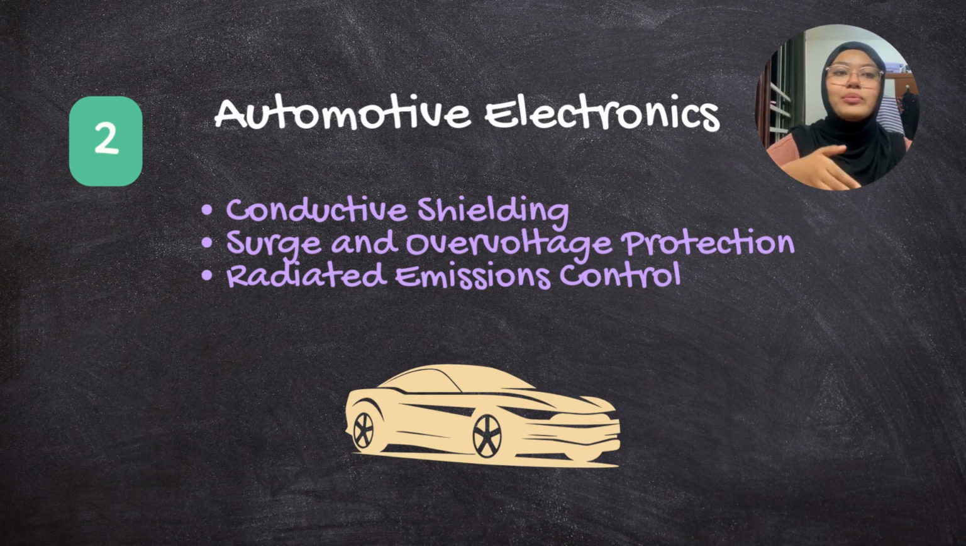Furthermore, radiated emission control ensures that wireless systems such as Bluetooth or GPS do not interfere with other vehicle components or external devices. Lastly, techniques like antenna design and shielding reduce emission, ensuring compliance with standards like ISO 11452 and ensuring safe, reliable operation of automotive electronics.